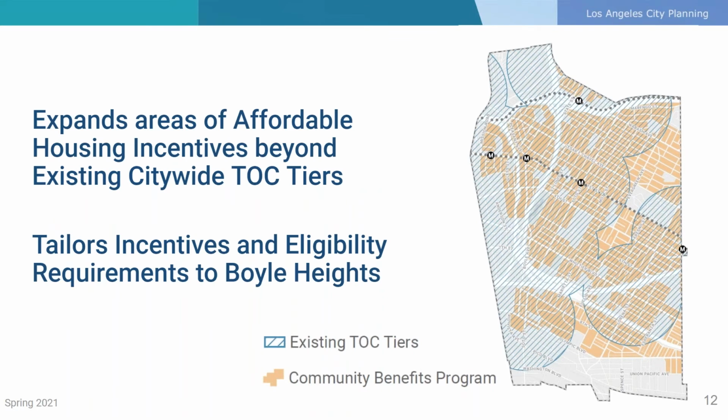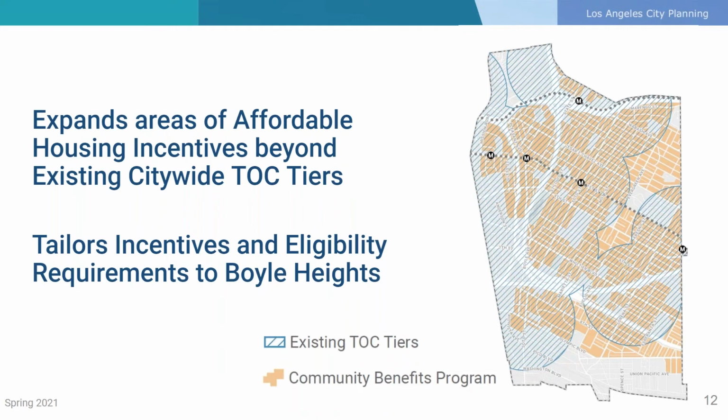The program expands the opportunity for affordable housing incentives beyond the existing TOC tiers, which are determined based on the frequency of transit service. In addition, the Boyle Heights Community Benefits Program tailors the incentives as well as the eligibility requirements to Boyle Heights. What this means is that in areas with high concentrations of rent-stabilized units and built-out multi-unit housing, the incentives that are offered are reduced from what TOC would allow under today's existing guidelines.